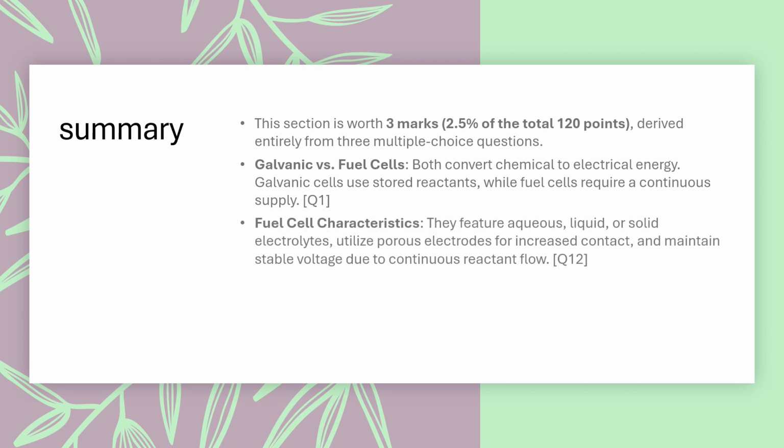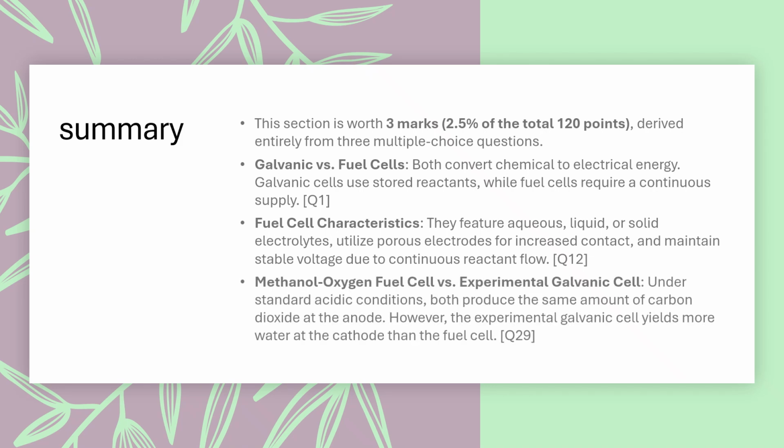Fuel cell characteristics: they feature aqueous, liquid, or solid electrolytes, utilize porous electrodes for increased contact, and maintain stable voltage due to continuous reactant flow. Methanol-Oxygen Fuel Cell versus experimental galvanic cell: under standard acidic conditions, both produce the same amount of carbon dioxide at the anode. However, the experimental galvanic cell yields more water at the cathode than the fuel cell.